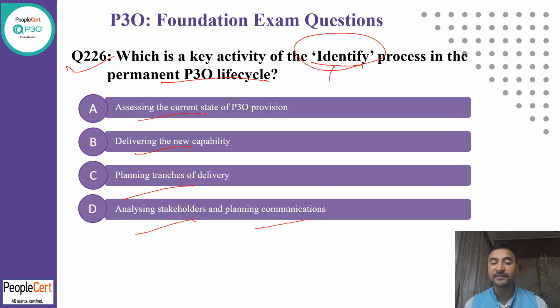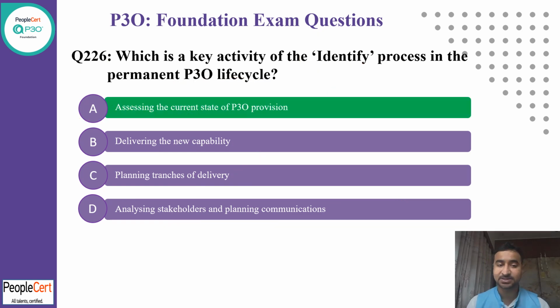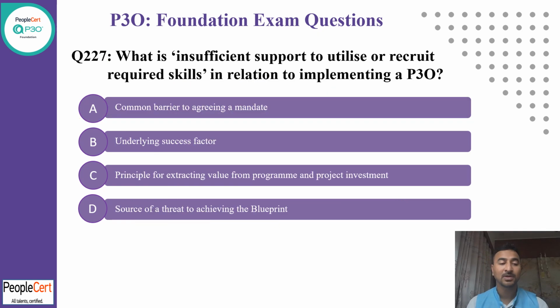So identify is the first stage. I believe A would be the most correct because delivery is the third stage. Deliver capability and realize benefits are again part of delivery. Analyze stakeholder and planning is your define stage. So I believe A would be the correct answer for the identify stage. Yes, that is the correct answer.